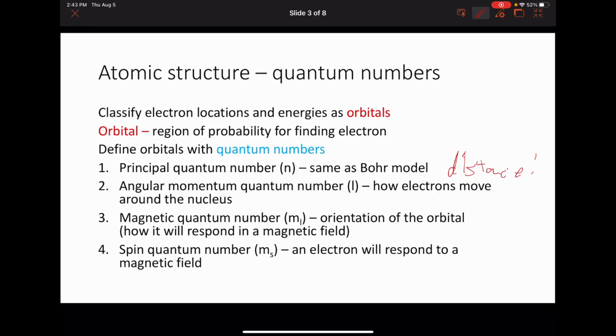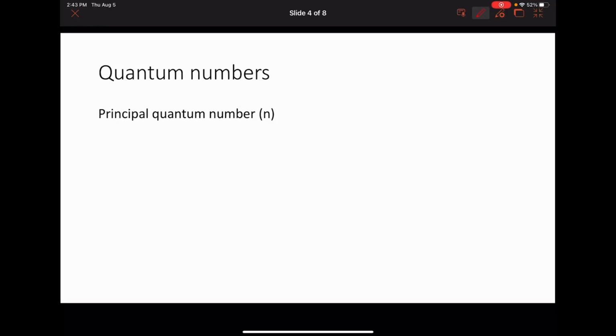And then the last one is the spin quantum number. Actually, this one is irrelevant whether it's in an orbital or not. Just an electron flying through space has spin. It's a property of electrons, and they also respond to a magnetic field. Either they will reflect up or down depending on their spin. Okay, so let's go through each of these quantum numbers.